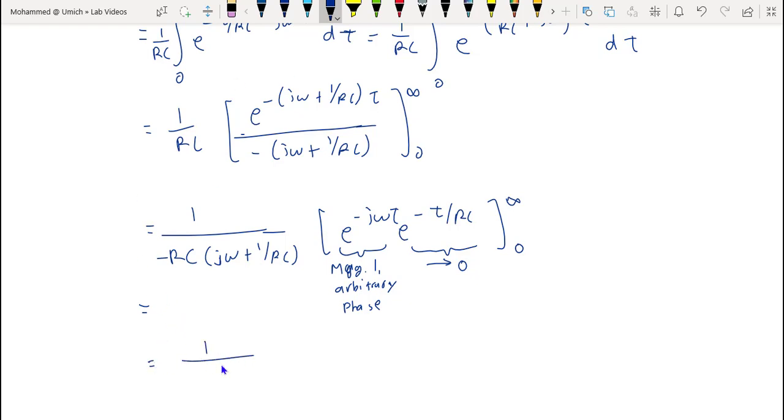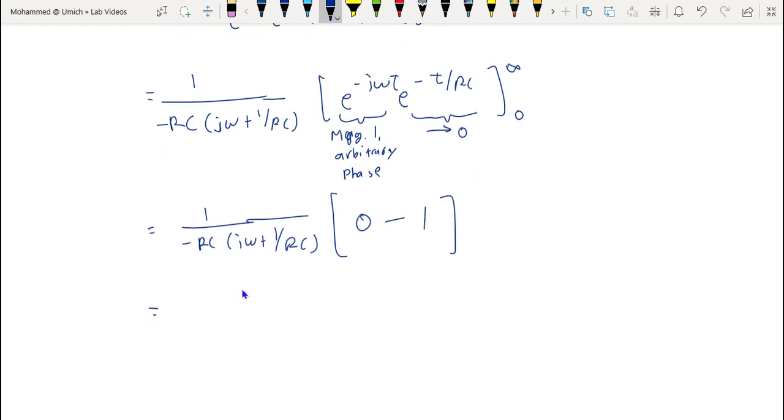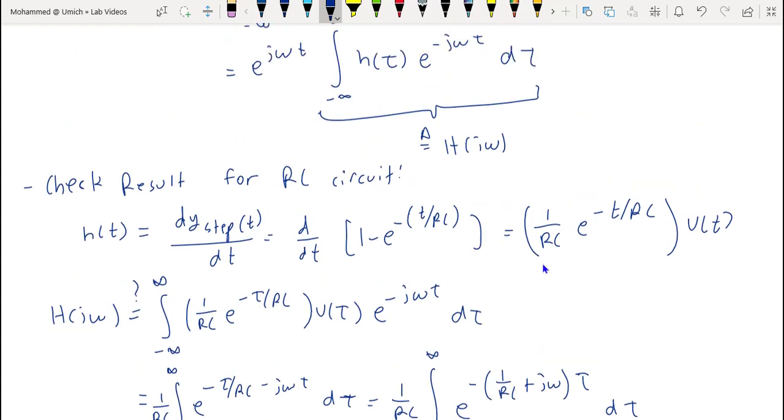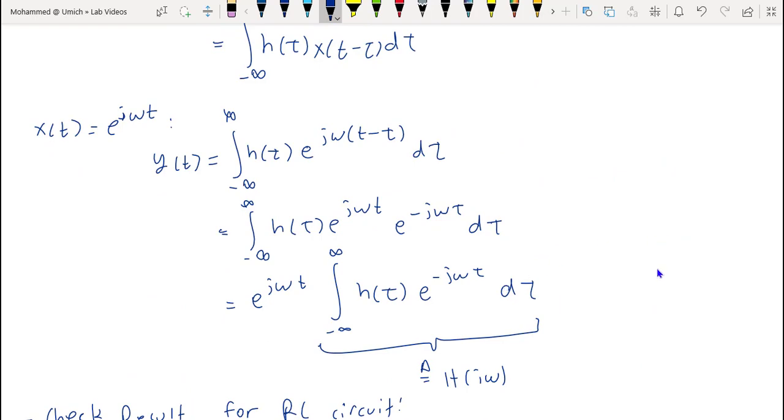We have 1 over RC times 1 over minus (j omega plus 1 over RC), times, at tau equals infinity, this term evaluates to 0, minus, at tau equals 0, e to the minus 0 is 1 times e to the minus 0 is 1. So 0 minus 1, which is minus 1, and lo and behold, we're left with 1 over RC times 1 over (j omega plus 1 over RC). I can multiply this out, so we're left with 1 over 1 plus j omega RC, and this is the exact same frequency response function that we derived through phasor analysis, which you learned in EECS 215.